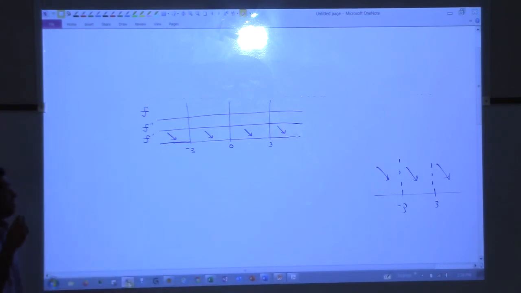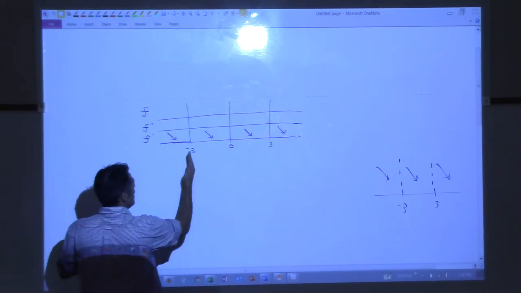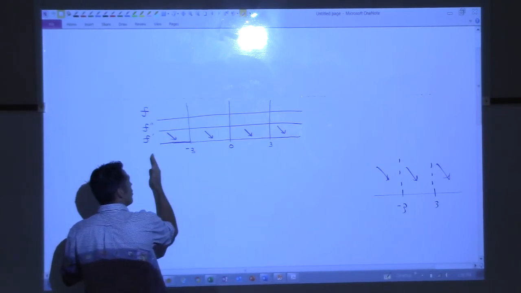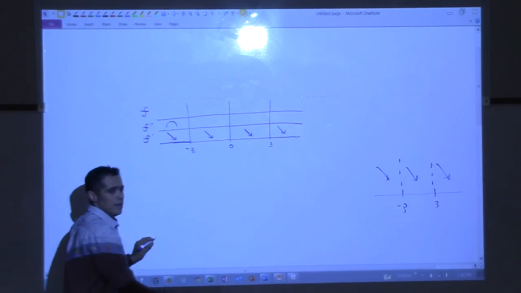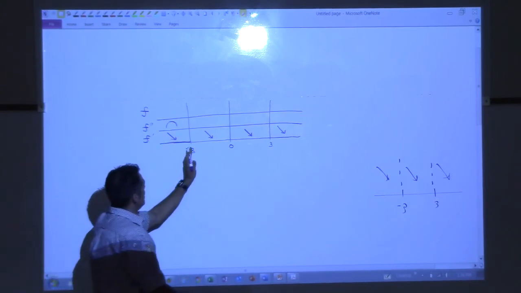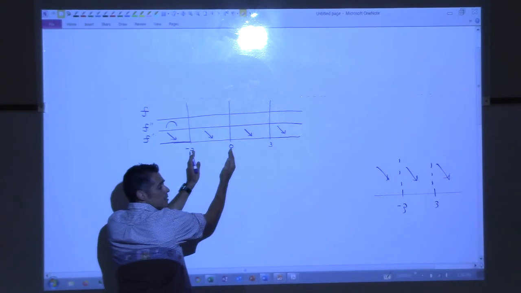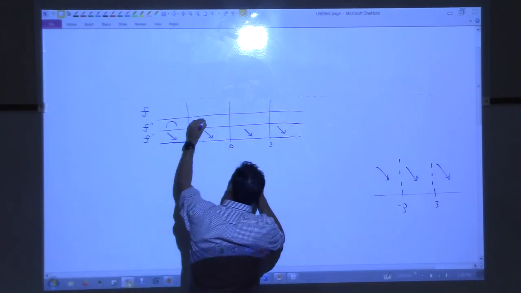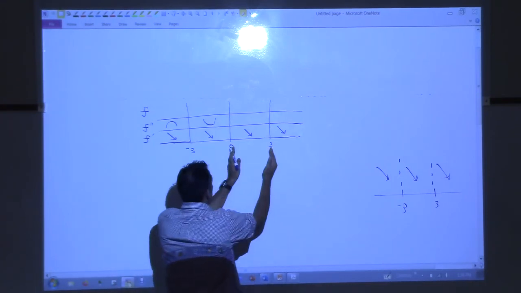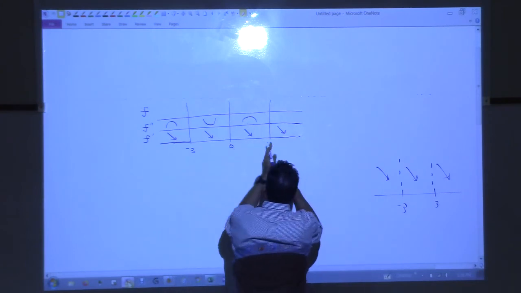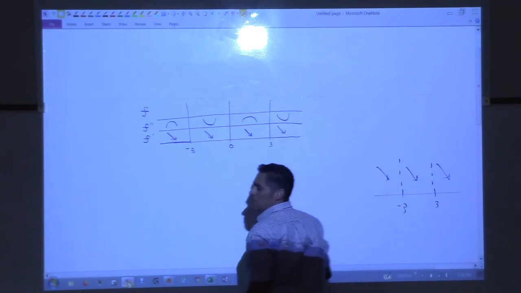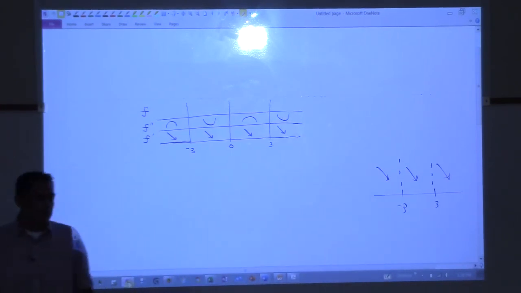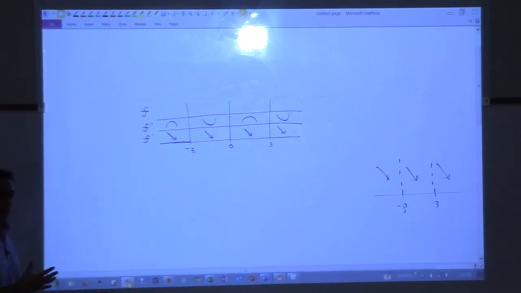Okay, what about the second derivative? So go look at that. To the left of -3, what were we? Concave down, so I'm going to draw a little frown, okay? Between -3 and 0, what were we? Concave up. And then between 0 and 3? Down. And then here on? Up, right? Okay. Now we're going to put these things together.